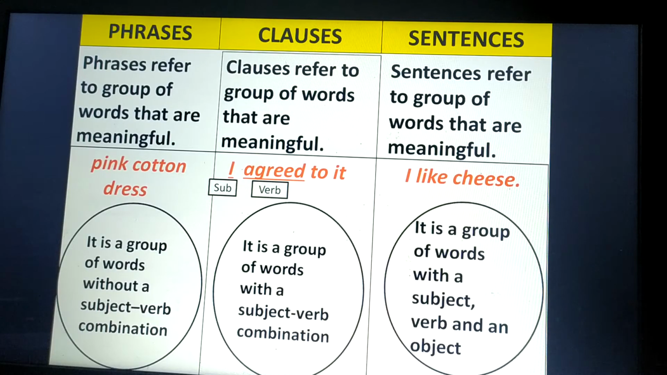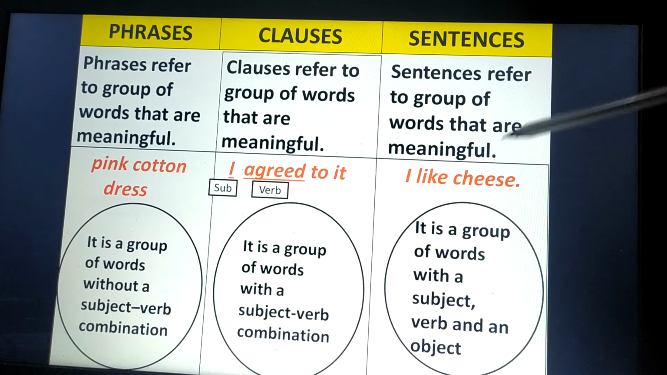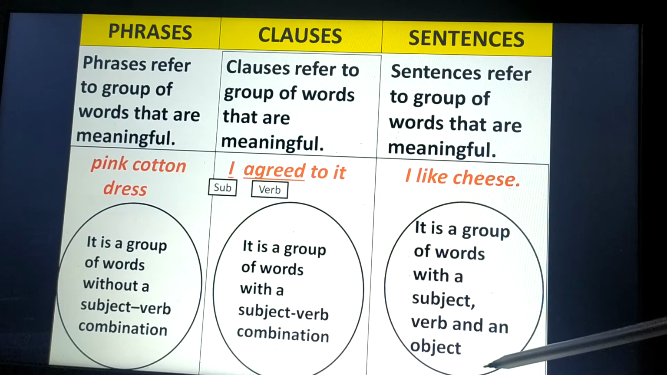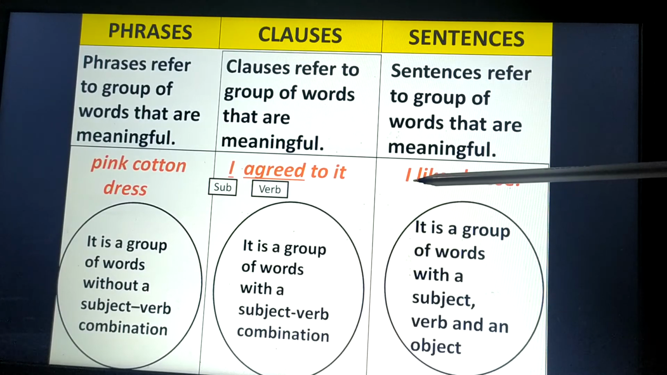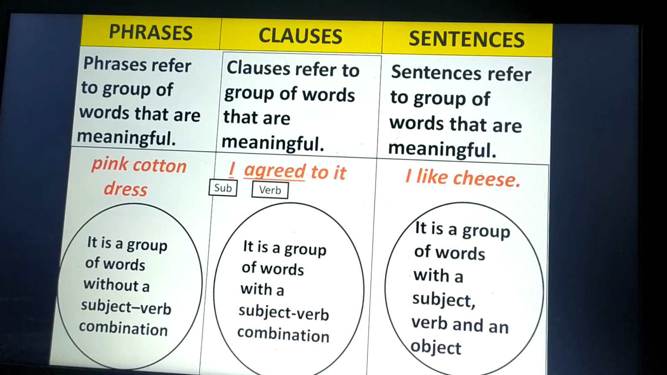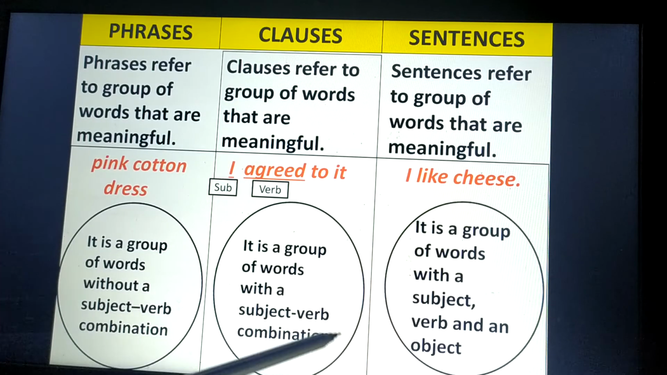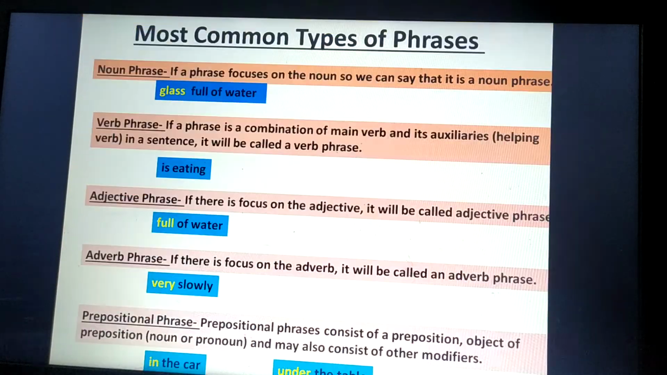Now let's talk about sentence. If we talk about sentence, we have one example here, I like cheese. It is a group of words with a subject, verb and an object. I is the subject, like is the verb and cheese is the object. So the similarity is that these all three are groups of words and these are meaningful. And the difference is that a phrase is a group of words without a subject-verb combination. A clause is a group of words with a subject-verb combination. And a sentence is a group of words with a subject, verb and an object.